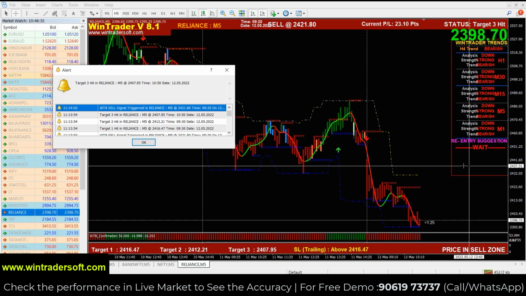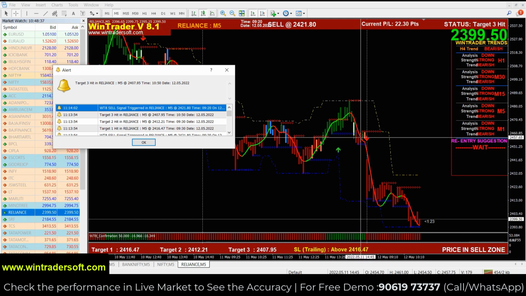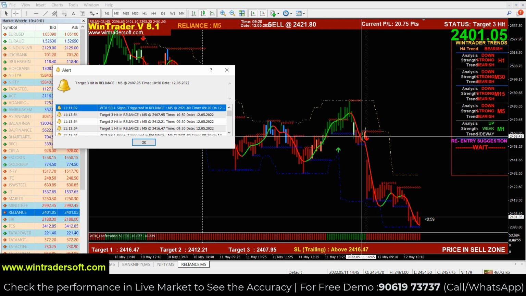So checking the confirmation is very easy, and it's all working with real-time data. There is no delay in the data. You can add any chart. Our software supports all major financial markets: MCX, NSE cash, futures, options, FOREX, COMEX, all markets covered in one software, and it's all working in real time. You can use it for intraday trading, scalping trading and swing trading. And right now you are watching our running version 8.1.